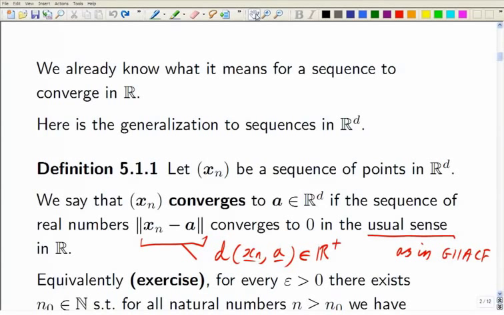So last time we just started chapter 5 and we were looking at the definition of convergence of sequences in R to D.